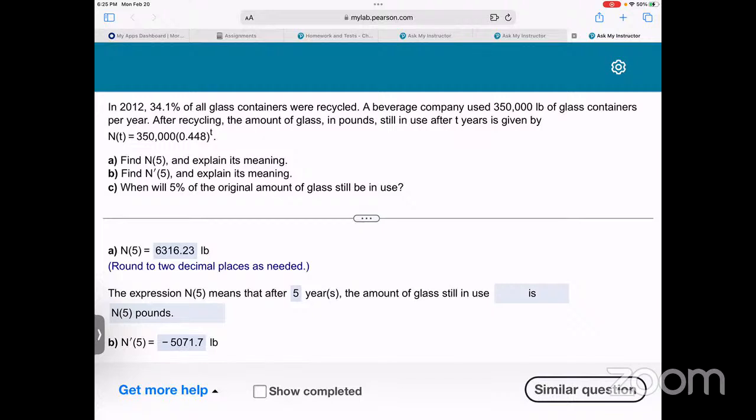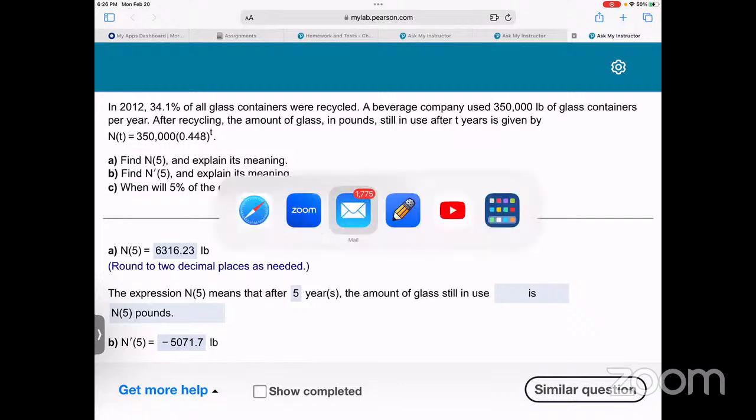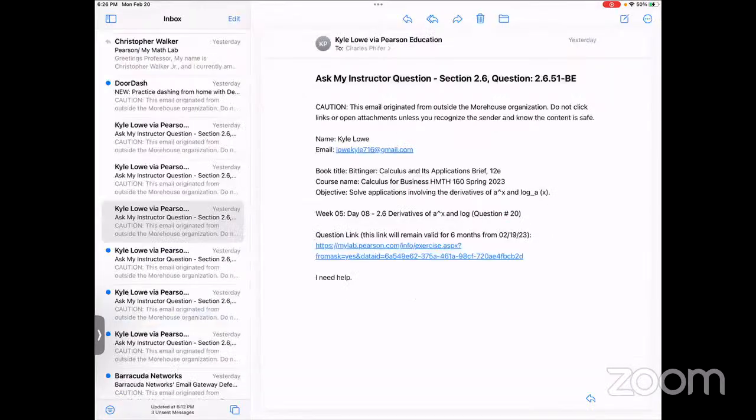If you're working through the homework, I would encourage you to use the Ask My Instructor. It'll send me a screenshot of your question. That's how I'm pulling up these questions that we're working on now, right? So let me go to the next one. We still got 3 more. So let's keep going, okay?